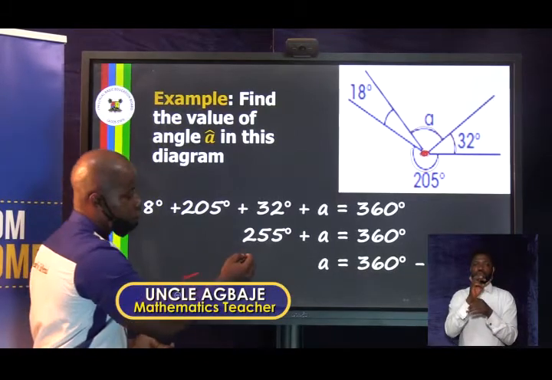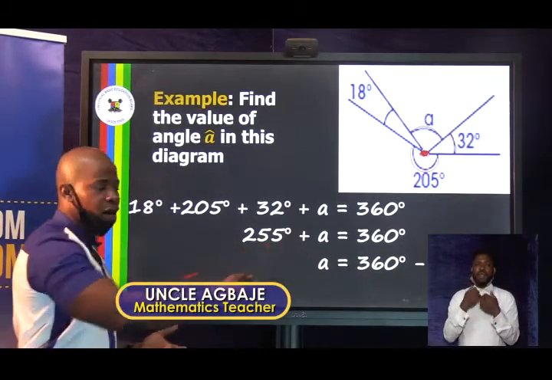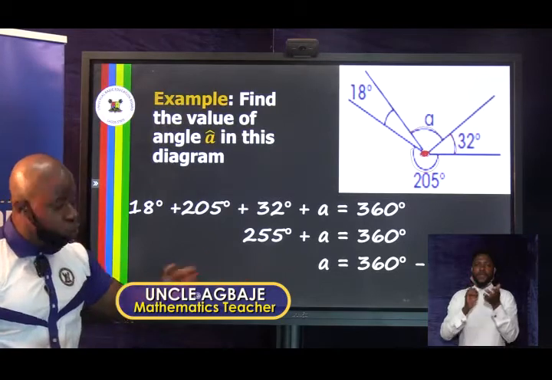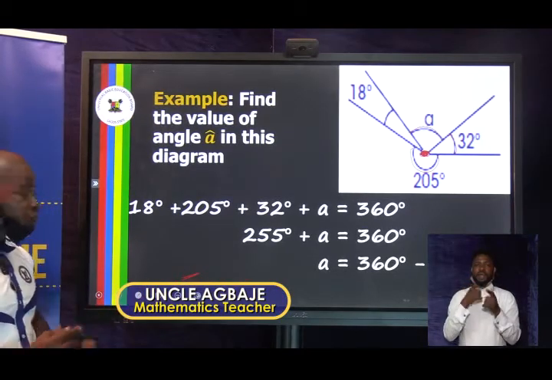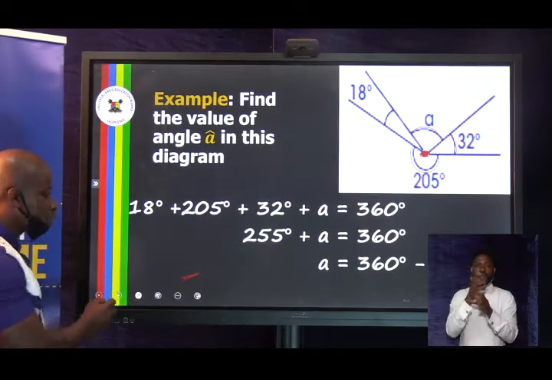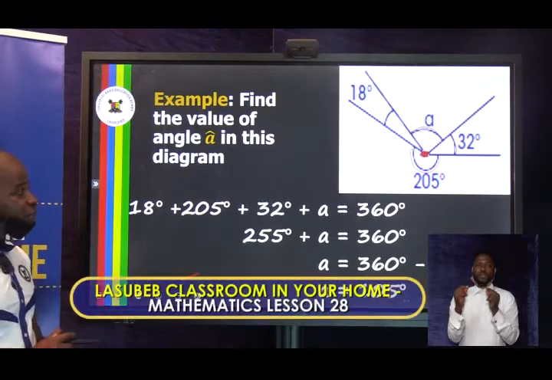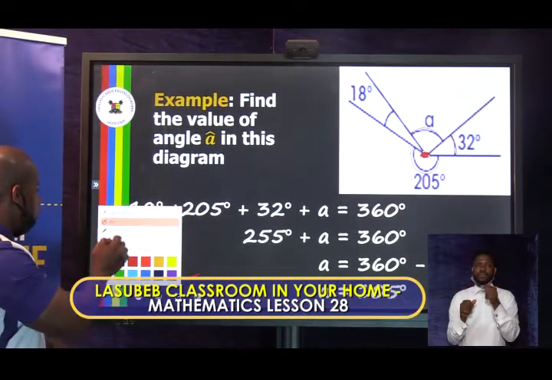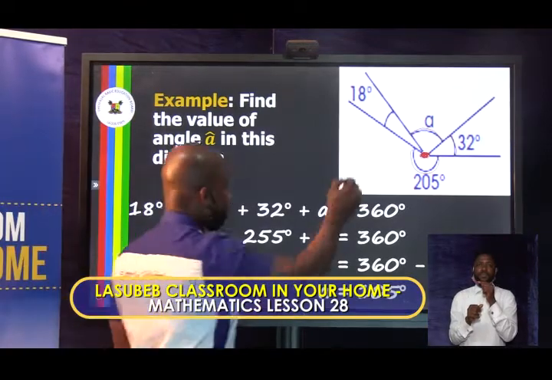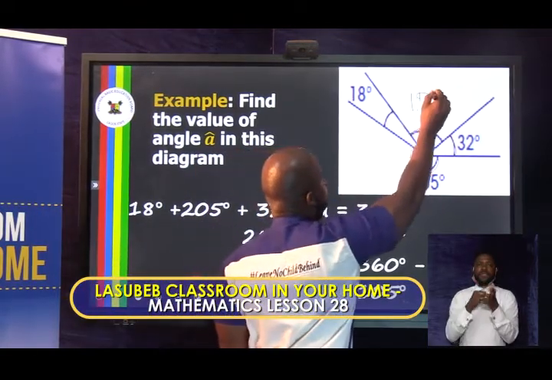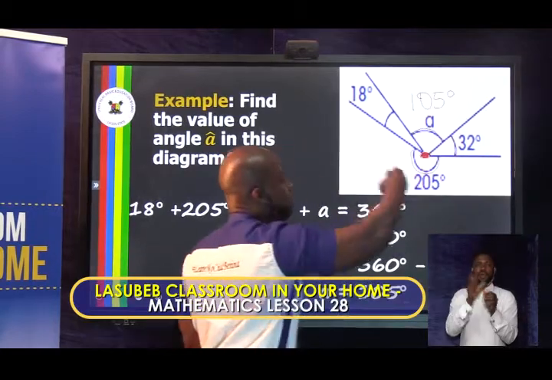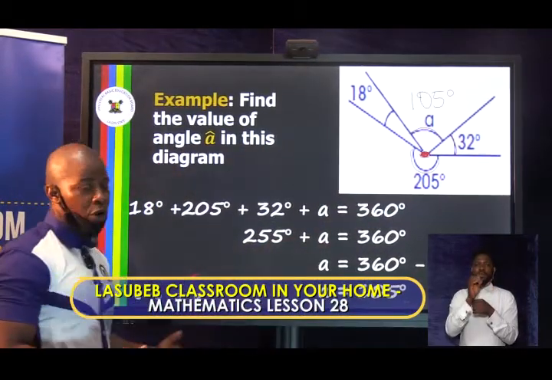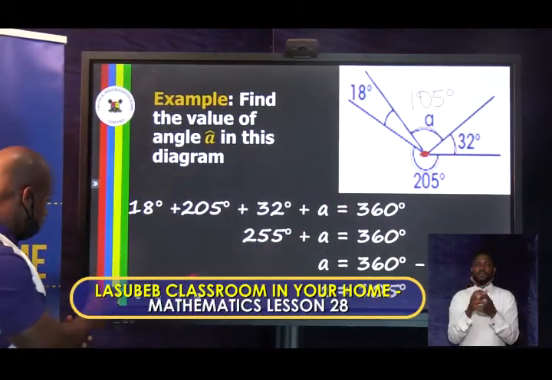So I've taken 255 to the right side. So on the right side I have 360 degrees minus 255 degrees. Now let us subtract. We will get 105 degrees, my friend. Telling us that this angle right here must be 105 for everything to be 360 degrees.